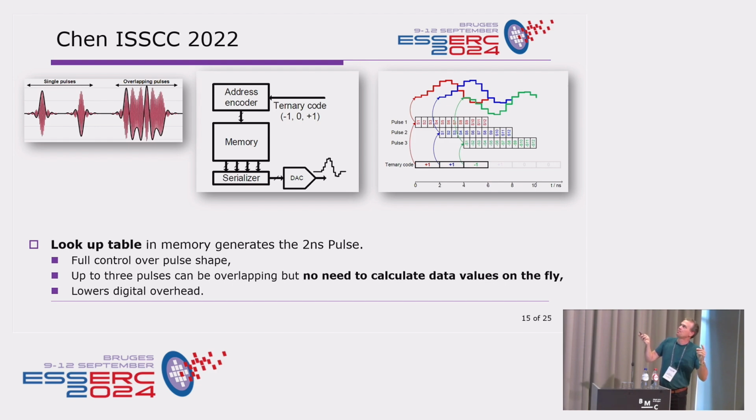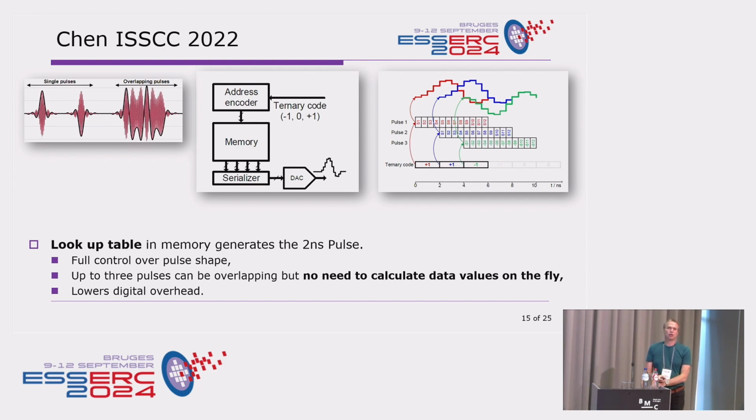But how do you do a lookup table? Well, they say, no, we have multiple pulses. In this picture, they are red, blue, and green. Up to 3 pulses can be overlapping, but that still keeps my lookup table more or less under control. So the nice thing now is they have full control over the pulse shape. And the pulse is no longer a simple triangular pulse, but it's nicely crafted to fit inside the spectral mask, and you don't need to calculate any data values on the fly. And that lowers digital overhead.